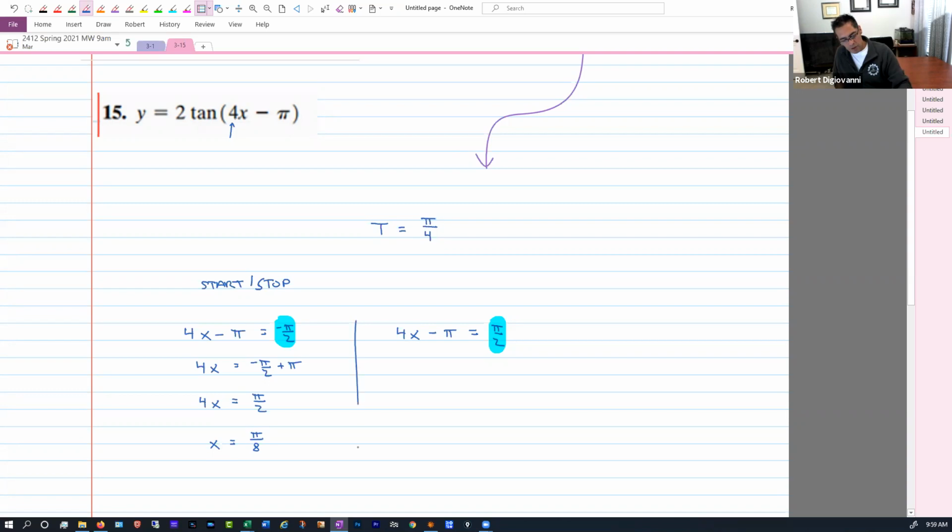On the other equation, same thing. I add pi to both sides. And so I get 4x equals, common denominator, so I get 3 pi over 2 this time. And divide by 4, I get 3 pi over 8. Any questions there?